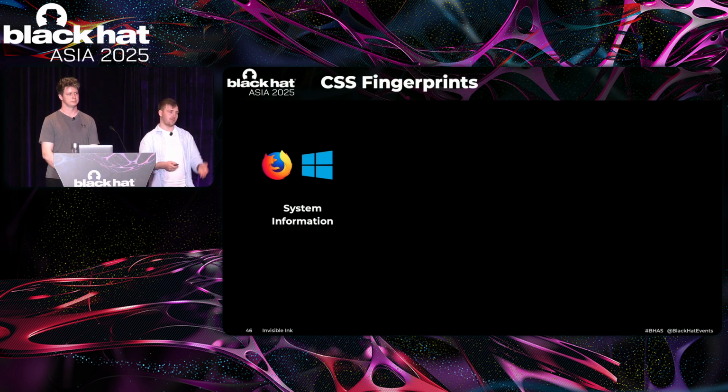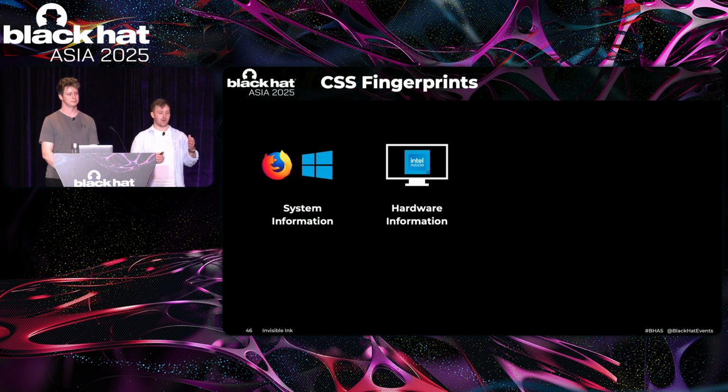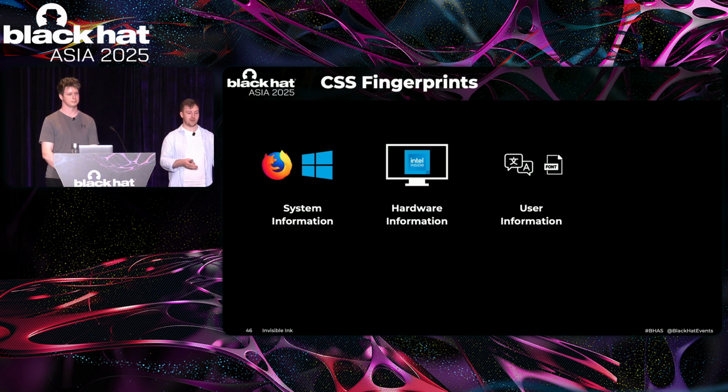So to summarize the capabilities of CSS fingerprints, we can query a bunch of different system information, like for example, what browser and operating system you're using, and also their respective versions. We can get a bunch of hardware information, mostly related to the screen, but also, for example, what architecture you're running on. We get some user information, like for example, what language settings you have, and also what fonts you have installed. And those fonts ultimately also reveal what applications you have installed on your system.